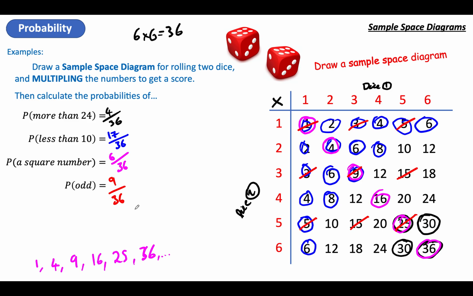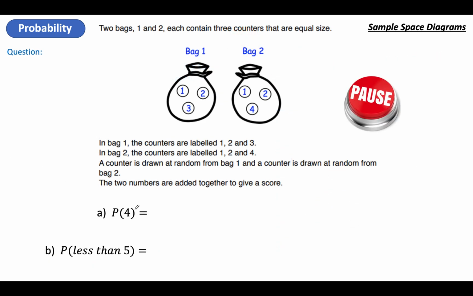So sample space diagrams, I don't think they're very complicated, but they do take neatness. We need to be good mathematicians here, making our work nice and neat. Okay, so a couple of questions for us to do then. I'd like you to just quickly draw out the sample space diagrams. These are generally quite small, not as big as the last two. And then answer any probability questions.